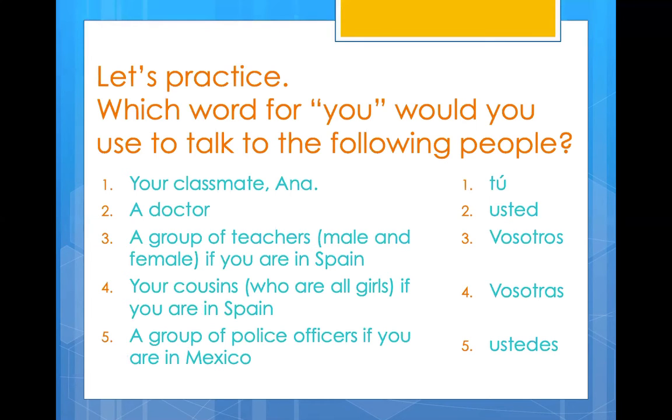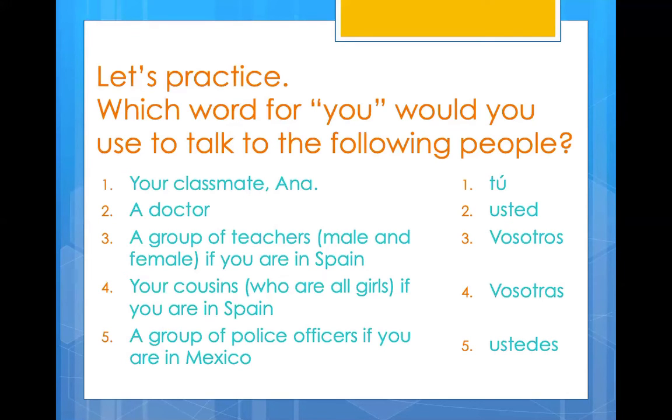So, your classmate Ana, you would address as tú, because the easy way to think of it is you're using her first name, but she's your classmate, so it is more familiar. And she is one person. Number 2, a doctor. Again, is only one person, but this time it's more formal. A doctor has a title, so we would use usted.